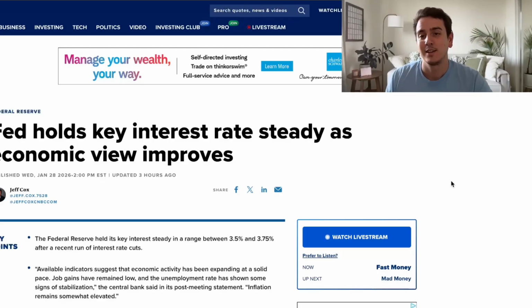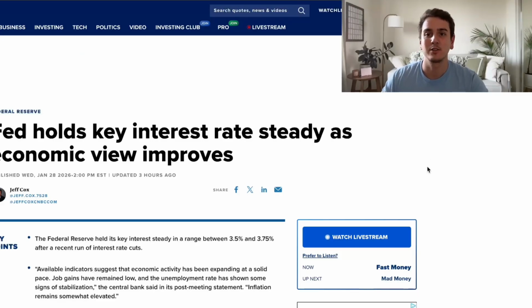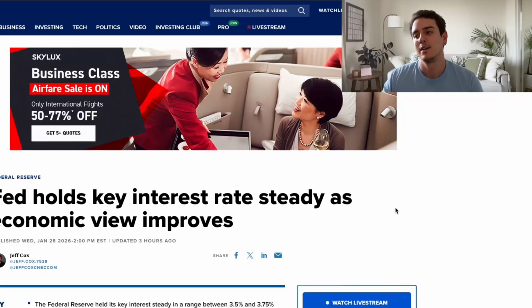So the Fed decides to hold interest rates steady. By the way, there was a 97% chance that the Fed was going to do that, so it wasn't really much of a surprise. The 10-year Treasury yield, which can often have fluctuations based on the Fed's decision to cut rates, raise rates, or hold rates steady, did absolutely nothing today because it was largely in line with expectations.